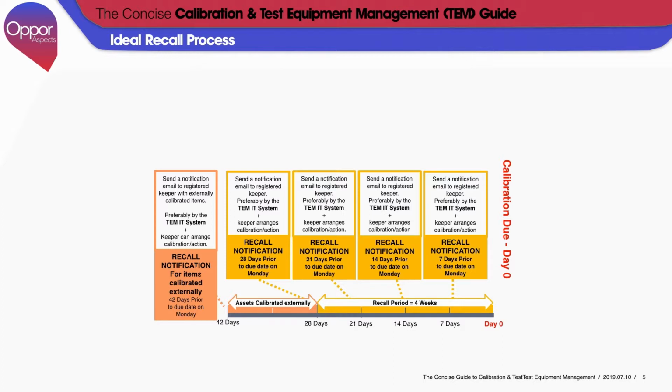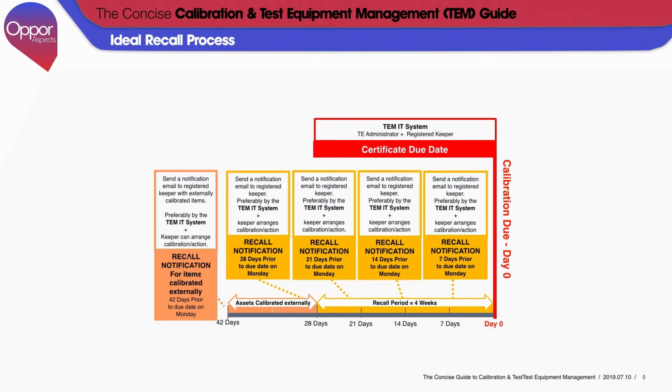Now, in this period, nobody else is involved apart from the IT system or the person sending out the email and the registered keeper. And the registered keeper is 100% responsible for the item, and it is up to them what happens to that item within regulations prior to day 0. On day 0, though, if the item hasn't been returned, and no notification or email has been sent from the registered keeper to the test equipment administrator, then they get involved and they should get an email on day 0.